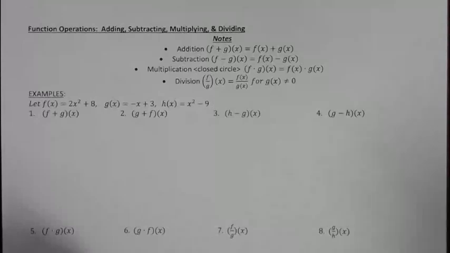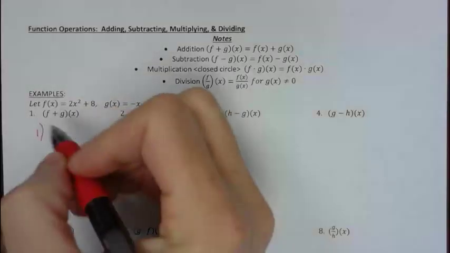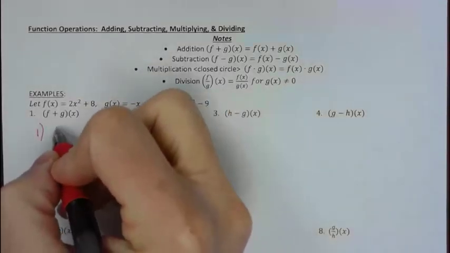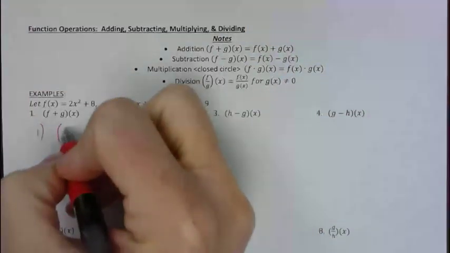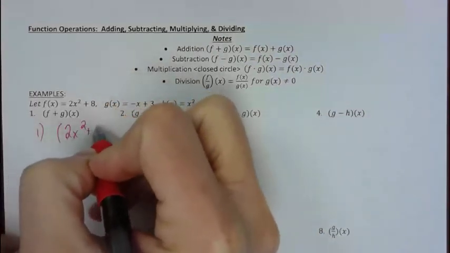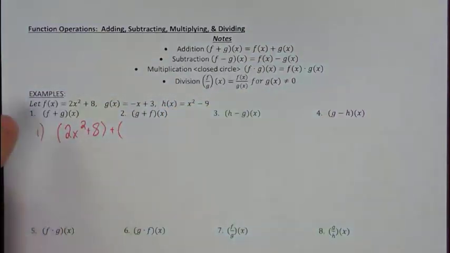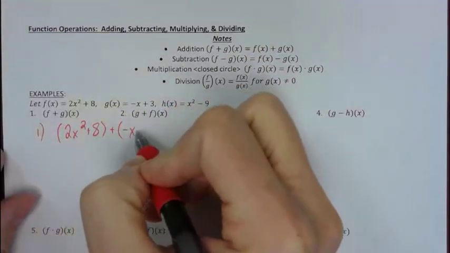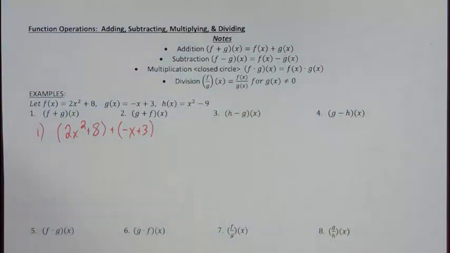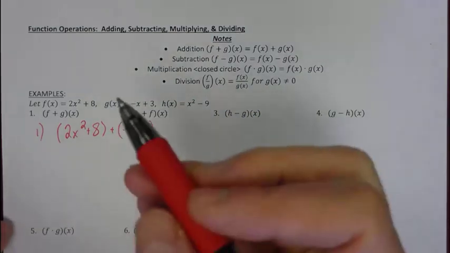So in number one, we are adding function f and function g together. How I probably would write that is keeping each in parentheses to start. So I would have f, which is 2x squared plus 8, being added to g, which is negative x plus 3. And so you have basically just to combine like terms like you may have seen in any other class. And so we are looking to see if we can combine them together.